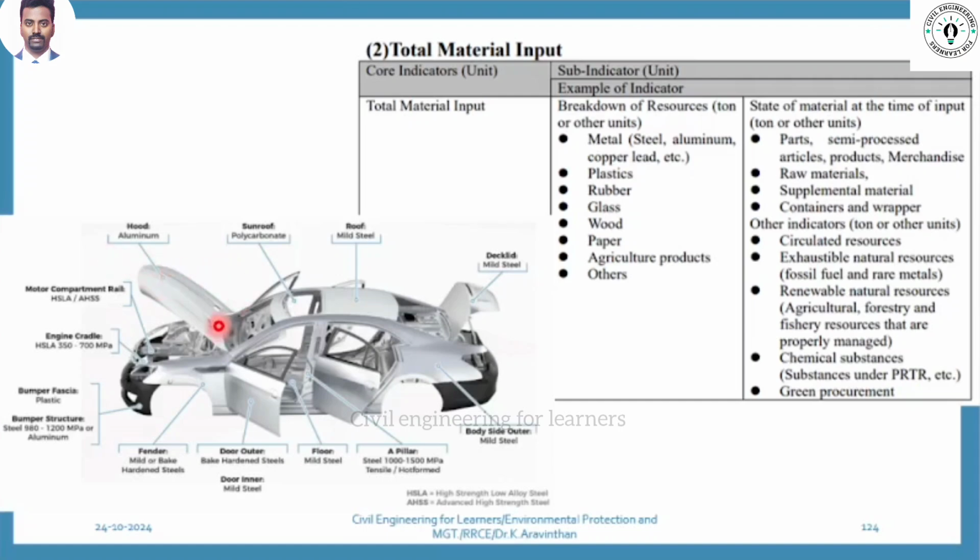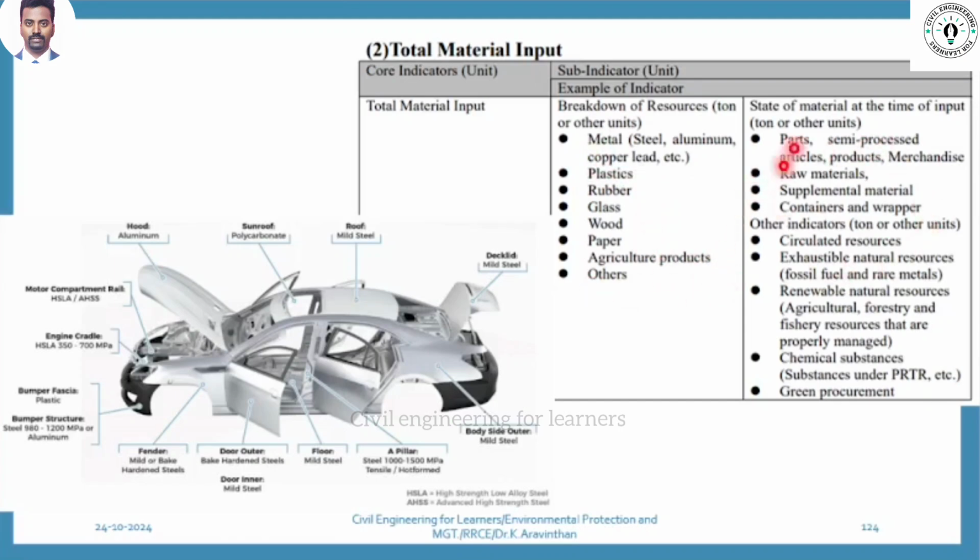Like that, aluminium and engine cradle have been used. High strength low alloy, HSLA, material. What is HSLA? High strength low alloy material is used. It will not corrode at all, so for that purpose they use it for engines. Like that, what are the materials we are using? It might be plastic, rubber, wood, glass, agriculture products, etc.